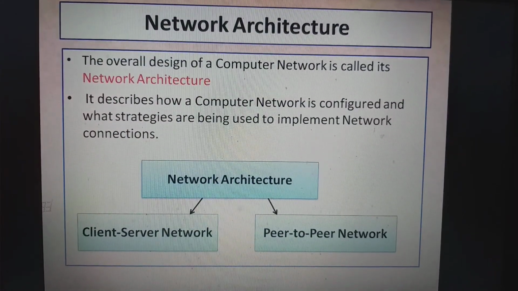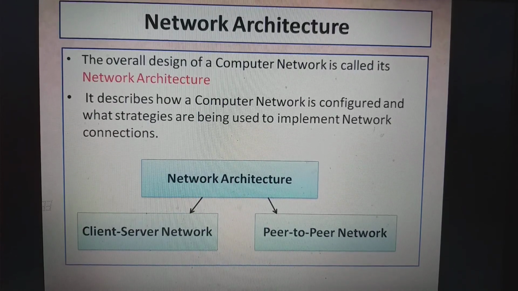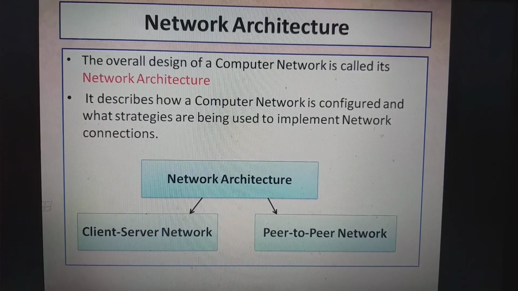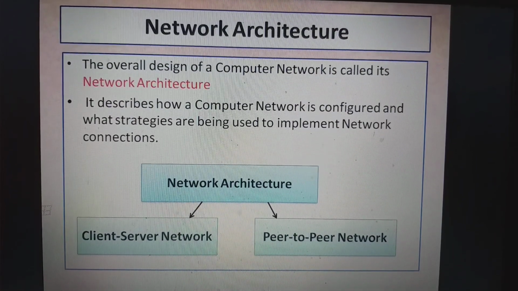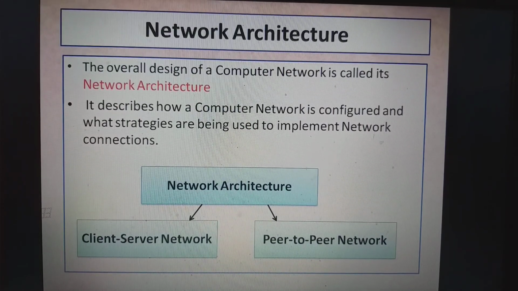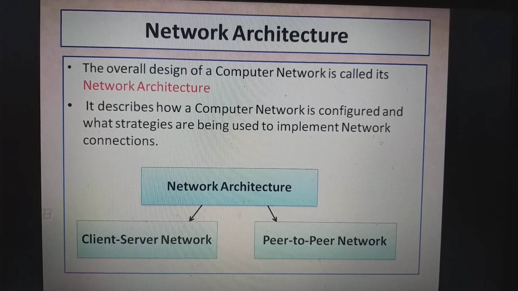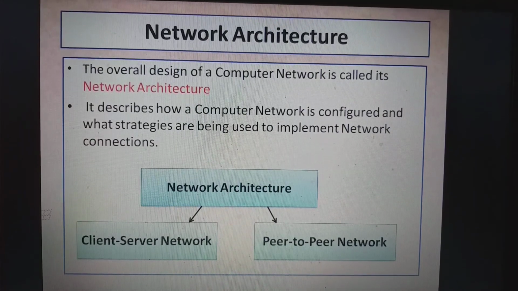Now we come to network architecture. The overall design of a computer network is called its network architecture. It describes how a computer network is configured and what strategies are being used to implement network connections. From the diagram, we see that there are two main types of network architecture: client-server network and peer-to-peer network.